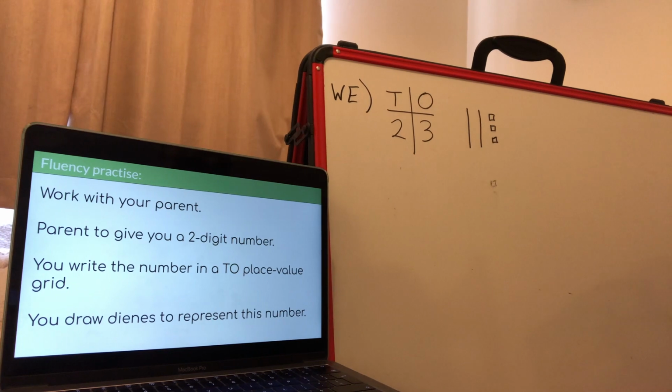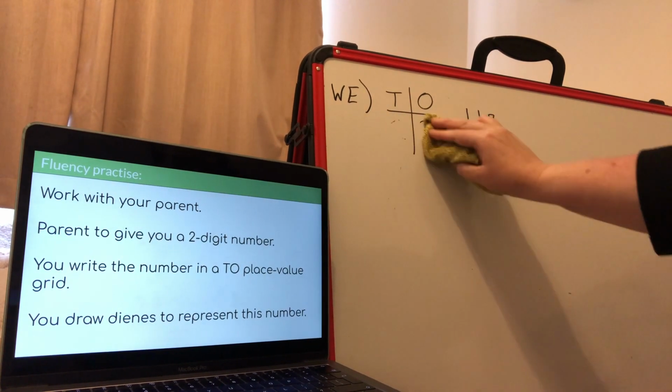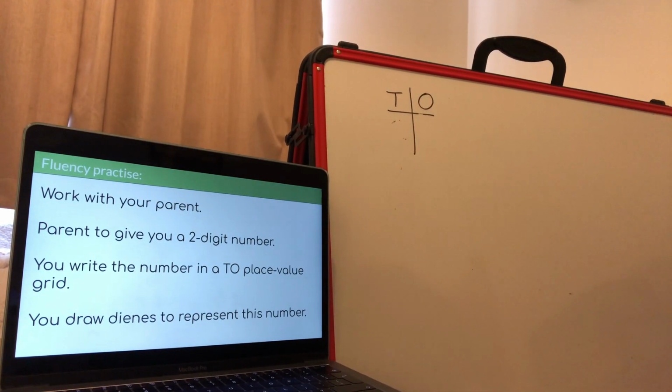Okay, so next you need to work with your parent. We haven't got number cards, so what you're going to have to do is ask your parent to give you any 2-digit number. You can write it down into a tens and ones grid, and then you can draw your tens rods and your ones to show that value. Okay, see how many different numbers you can get done in the next 10 minutes. You'll have to get your parents to mark them for you. See if you've got the right number of tens and the right number of ones. Okay, so I'll pause the video while you get on with that for 10 minutes.